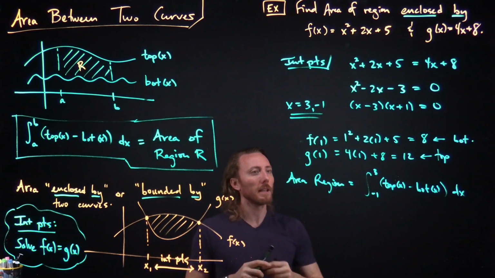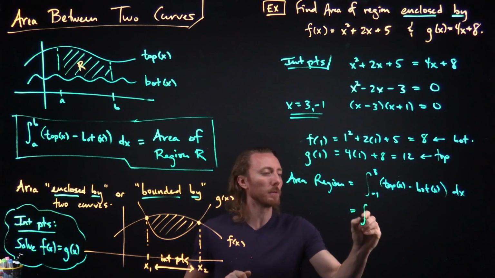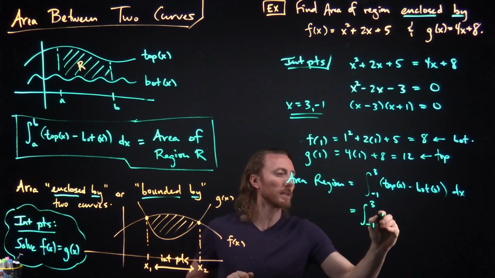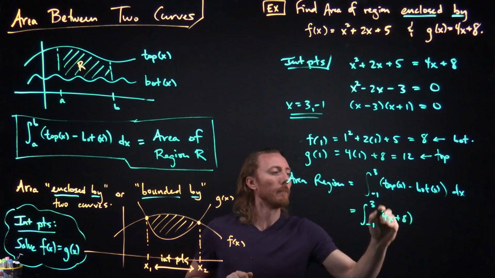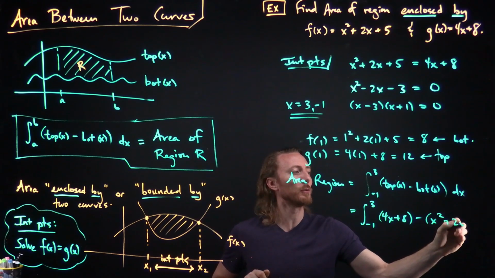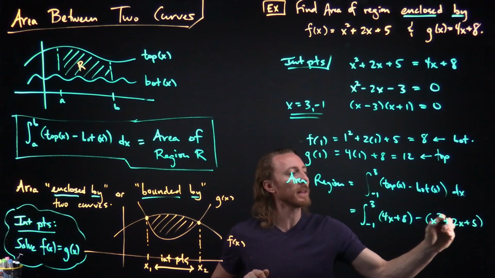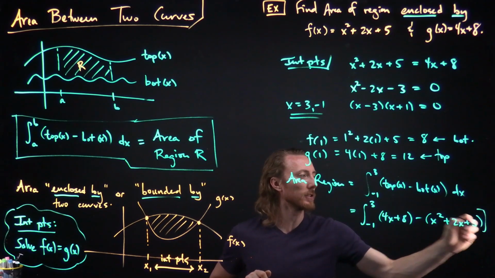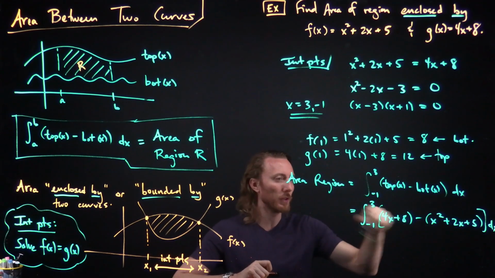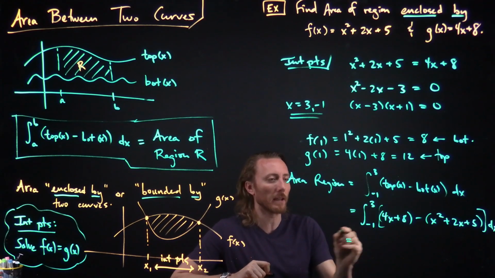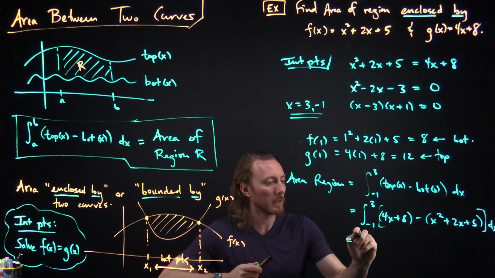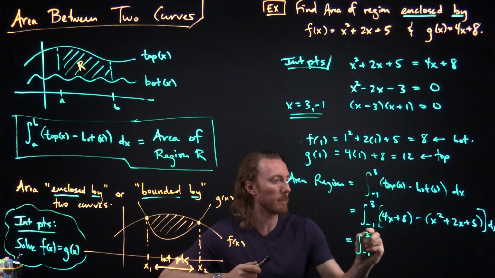And so plugging into our area region computation, the top function would be g, which is 4x plus 8. And the bottom function is f, which is x squared plus 2x plus 5. By the way, you'll know whether or not you've done this correctly in terms of finding your top and bottom function by whether the result that pops out of this computation is positive or negative. The area should be positive as a result of our considerations for which is on top and which is not.